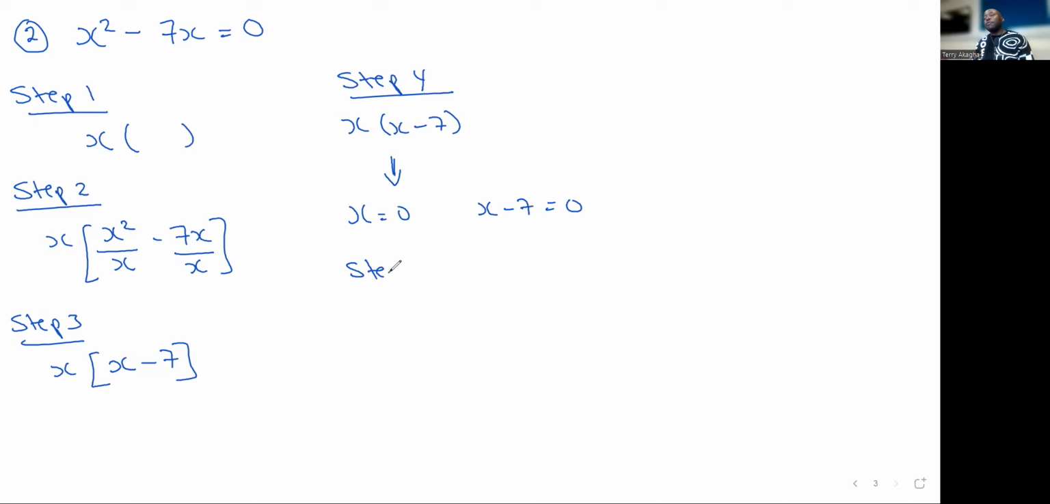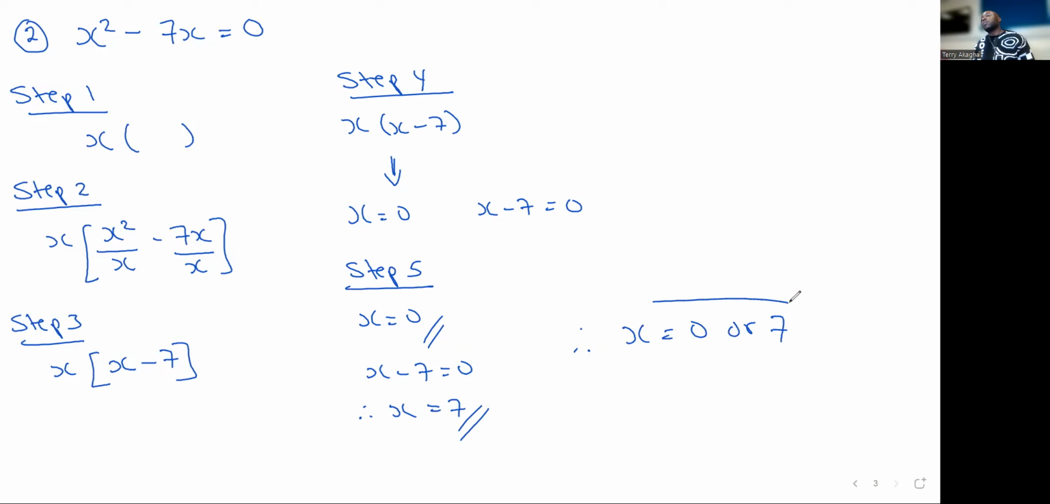Then step 5, we are meant to then simplify. So the first one, x is equal to 0, has been done for us. Then x minus 7 is equal to 0. You take 7 to the other side. So therefore, x is going to be equal to 7. So that means for this question, x will be equal to 0 or x is equal to what? 7. And that's how you do it.